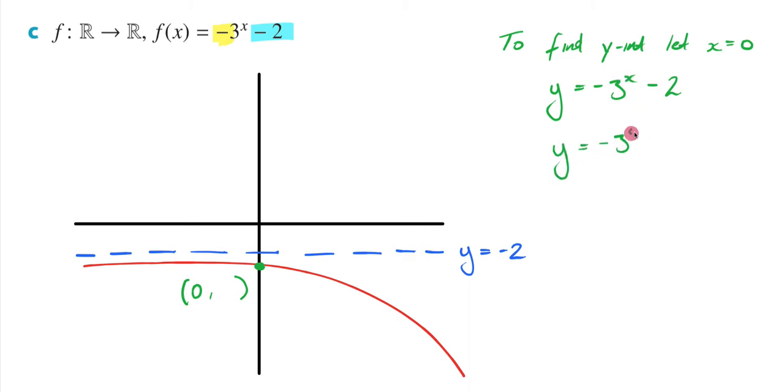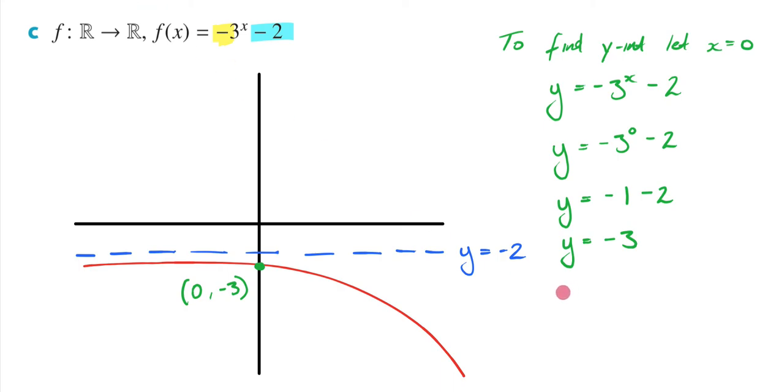Instead of that x, I'm going to put a 0, minus 2. Now I have -3 raised to the 0. Well, that's going to be -1, because 3 raised to the 0 is 1. I have that minus there, so it's going to be -1. Then it's going to be subtract 2, which is going to be y equals -3. And just like that, I have my answer. So that means I'm going to have a -3 right there.